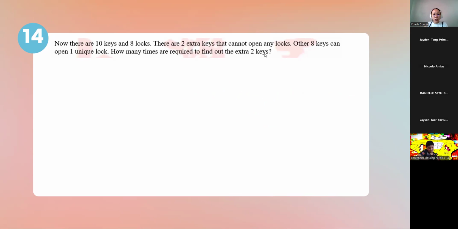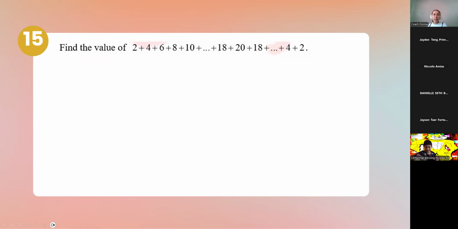So for number 15, we have find the value of this expression right here. Notice that we're starting at 2, increasing it until 20 by 2's, and then we're gonna decrease it to 2 again. All right. But we're adding them. We're trying to get the sum. That's basically an arithmetic sequence. The first part is an arithmetic sequence, we're just gonna multiply it by 2 to include this one.